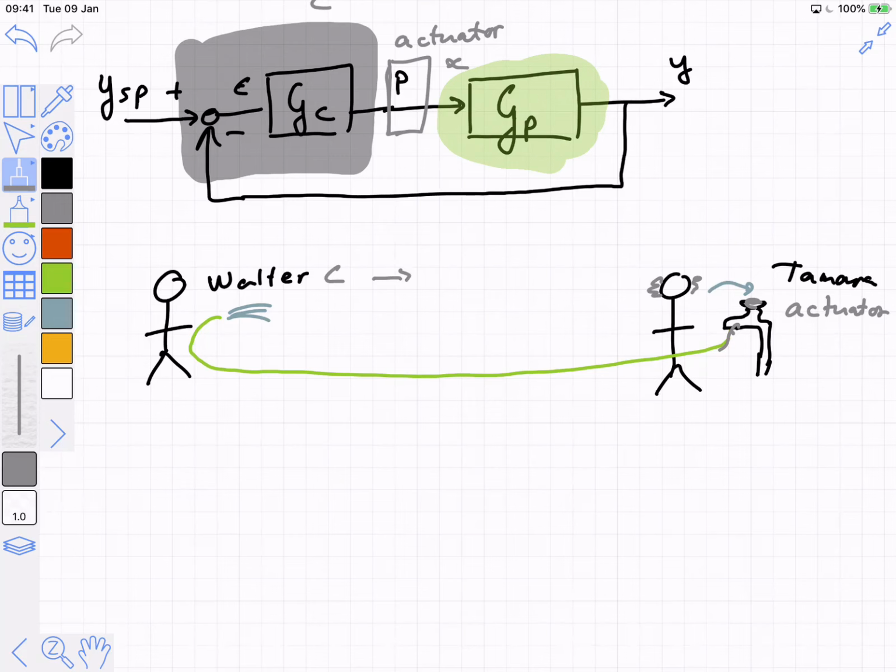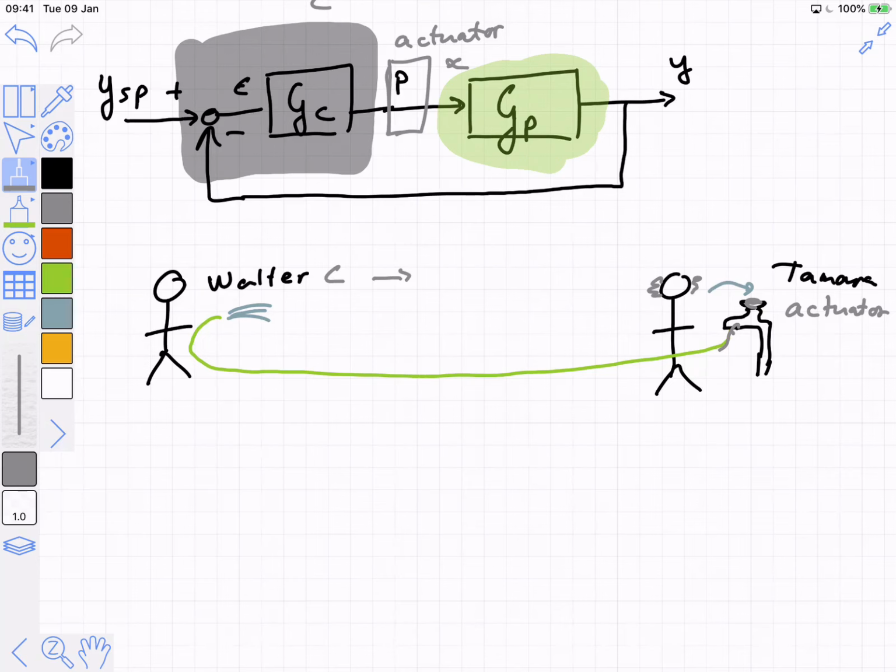Now, to make this analogy a little bit nicer, you can imagine that Walter has some kind of volume or urgency to how he's asking for this, right? So he could be saying, okay, cool, and then he's like, more, I want more now, right? So he's raising his volume. That's effectively giving an urgency, and you can imagine Tomorrow opening the valve more in response to that urgency that the controller is asking for.